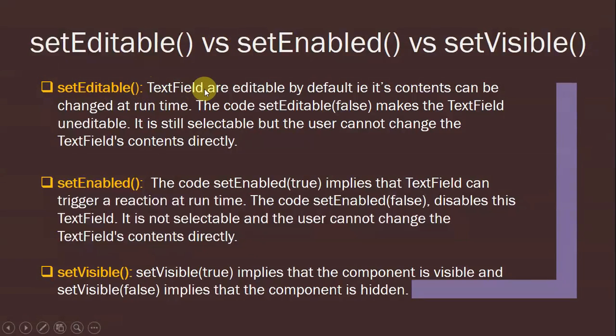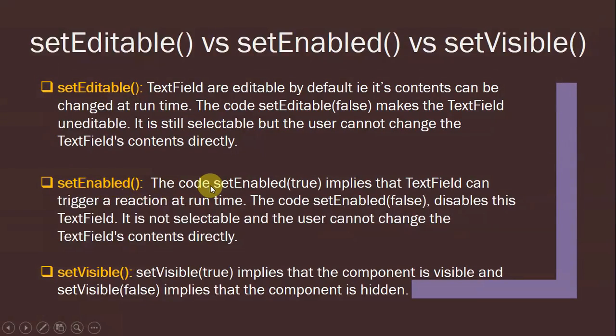setEditable. Text fields are editable by default, that is, its contents can be changed at runtime. Editable means you can change the content of the text field at runtime. The code setEditable(false) makes the text field uneditable. It is still selectable, you can select it, but you cannot change the content of the text field directly.